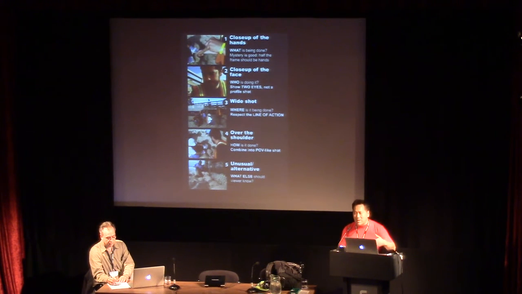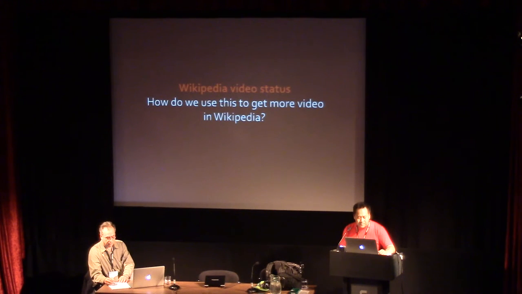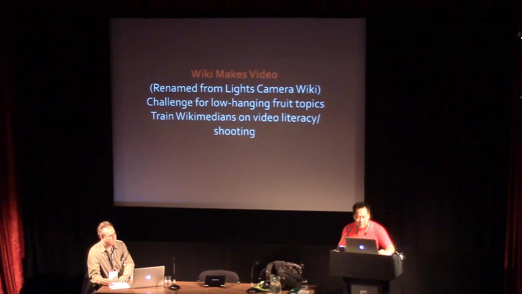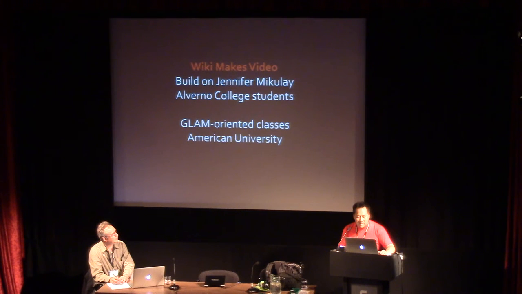And we've been using this method with a number of classes that have tried to use video in Wikipedia, including my own and ones at Alverno College in Wisconsin. So how do we get folks to use more of this on Wikipedia? As we said, we took the original project, which was called Lights, Camera, Wiki, and renamed it Wiki Makes Video, and we wanted to challenge folks to try to make video quickly with this method. As I mentioned, Alverno College annually has a class on media literacy where Jenny McCauley gets her students to shoot little tutorials or how-tos for Wikipedia. And then in my GLAM-oriented classes I've been doing recently, I've had my students go to the Smithsonian and shoot B-roll there.